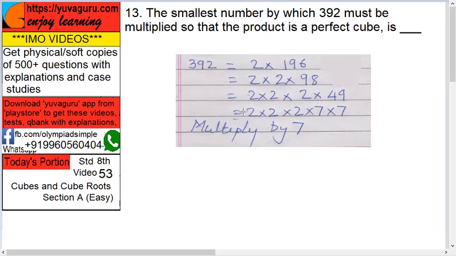Groups of 3. All should form groups of 3. So here 2 will be formed, 1, 2, and here out of this 7, if we multiply it with 7, then it will form a group of 3, right? So this number should be multiplied by 7 so that it's a perfect cube.